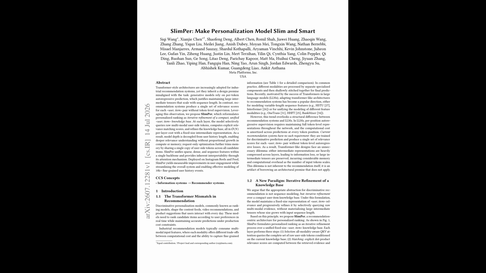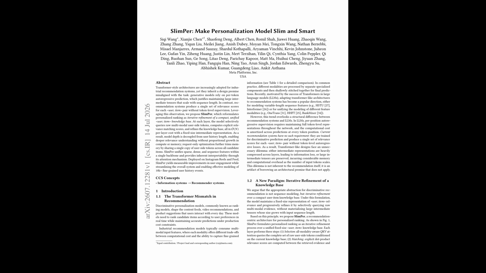In the select step, the current knowledge base generates query vectors, and those queries attend over the full set of raw user-side tokens, which can number in the thousands or tens of thousands. Importantly, the queries condition on what's already in the knowledge base. So the model is asking targeted questions like, given what I know so far, what else should I look at in this user's history? In the match step, the retrieved evidence is compared through explicit dot products against a set of learned templates, producing relevant scores.